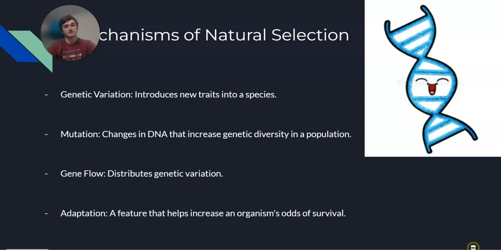What are some mechanisms of natural selection? Some mechanisms of natural selection are genetic variation, mutation, gene flow, and adaptation. Genetic variation introduces new traits into a species, while mutation changes DNA to increase the genetic diversity in a population. This could be positive or negative. Gene flow distributes genetic variation when two animals reproduce. And adaptation is like evolution, where an organism changes to increase its odds of survival, but in adaptation, the feature changes during the animal's life. In evolution, it takes thousands or millions of years for that evolutionary change to occur.